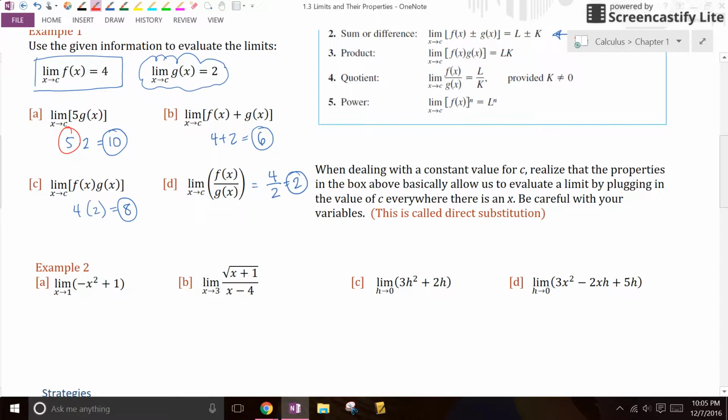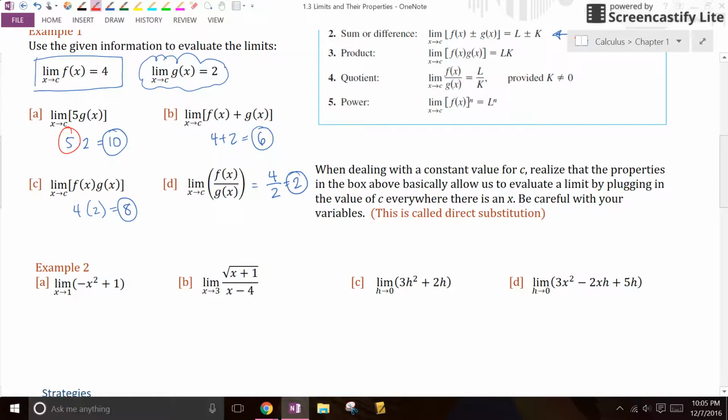So direct substitution means it's a nice, pretty graph. There's no jumps. There's no asymptotes. Well, where you're evaluating the limit, there's no jumps and there's no asymptotes and there's no holes. There's nothing funky going on. It's just a nice, smooth graph. And so you could just plug it in and that would tell you the limit, right?